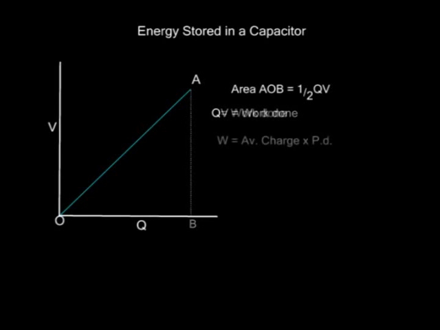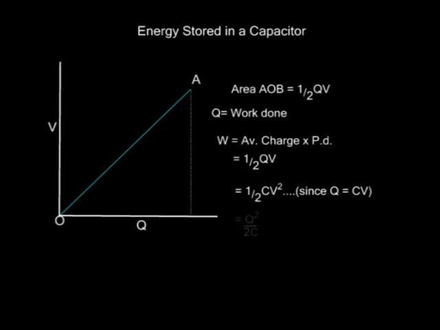Work done W is equal to average charge times potential difference, that is equal to a half QV, which is equal to a half C times V squared, since Q is equal to CV. This is equal to Q squared over 2C, and the reason is because V is equal to Q over C. Note that the slope of the graph yields 1 over the capacitance.